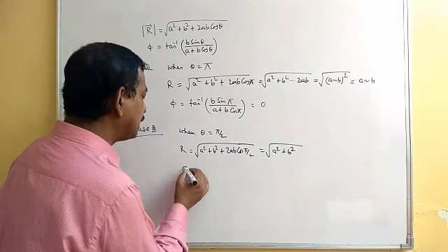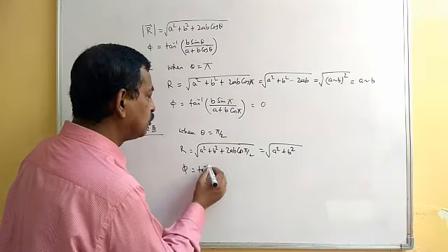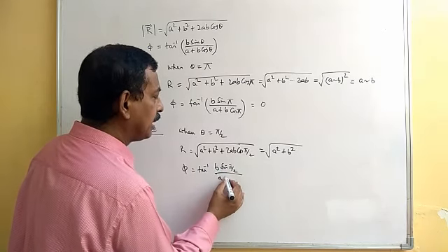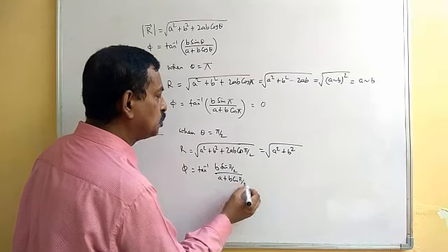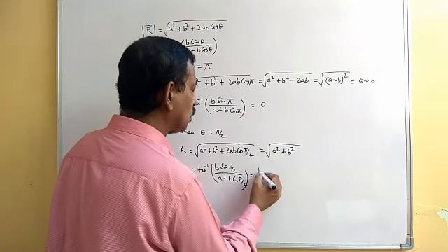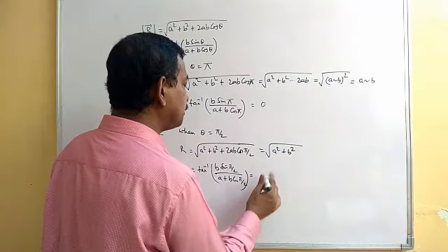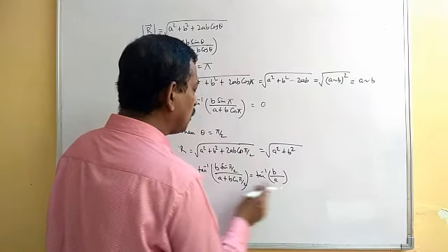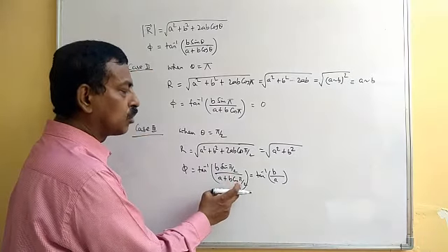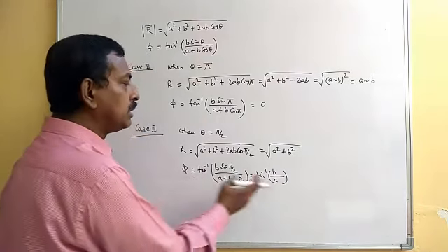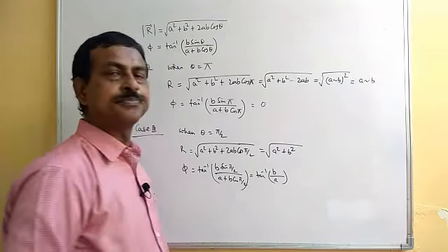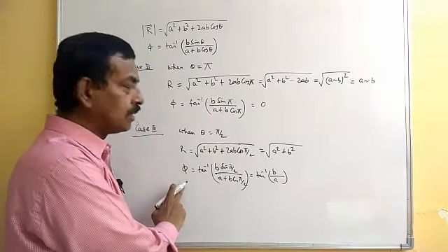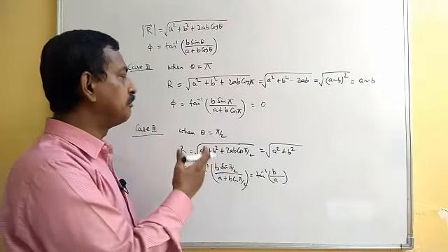And phi, if you take, will be tan inverse of B sin pi by 2 divided by A plus B cos pi by 2. This equals tan inverse of B by A, because sin 90 will be 1 and cos 90 will be 0. So it will be tan inverse B by A. That gives you the expression for the angle made by the resultant with the vector A.